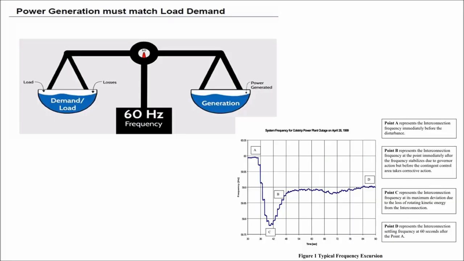The rated frequency in the US is 60 Hz. Through balancing the demand and generation, the frequency can be maintained stably. Point A represents the interconnection frequency immediately before the disturbance. Point B represents the interconnection frequency immediately after the frequency stabilizes due to governor action but before the contingent control area takes corrective action. Point C represents the interconnection frequency at its maximum deviation due to the loss of rotating kinetic energy from the interconnection. Point D represents the interconnection settling frequency at 60 seconds after point A.